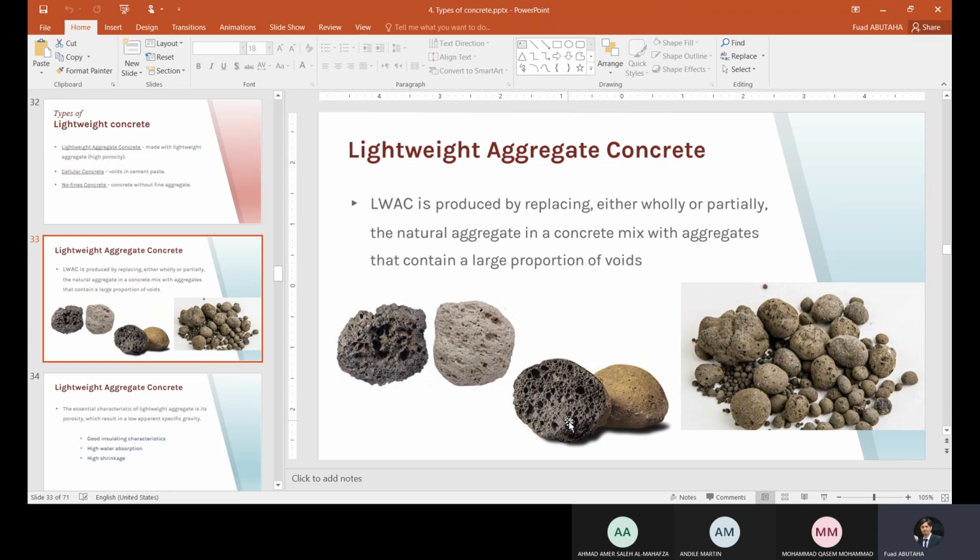If you look, you will find that in the relationship between density and strength of concrete, the lower the density, the lower the strength of concrete. Why? Simply because of the existence of these voids.